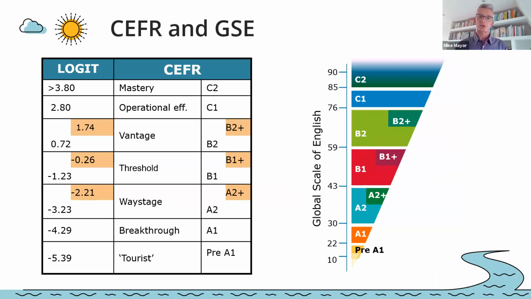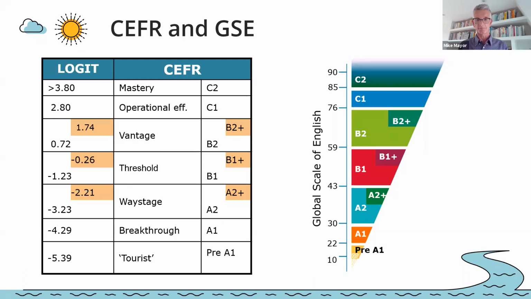So here we have two little diagrams. On the right-hand side of the screen, you can see the Global Scale of English, which is a scale from 10 to 90. You can also see there the Common European Framework levels from pre-A1, A1, A2, B1, B2, C1, C2, including what we call the plus levels or the higher levels, A2 plus, B1 plus, B2 plus. Okay, and as you can see, that diagram shows that the Global Scale of English is aligned to the Common European Framework.